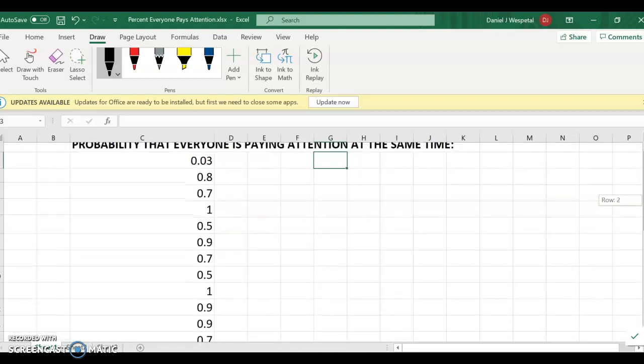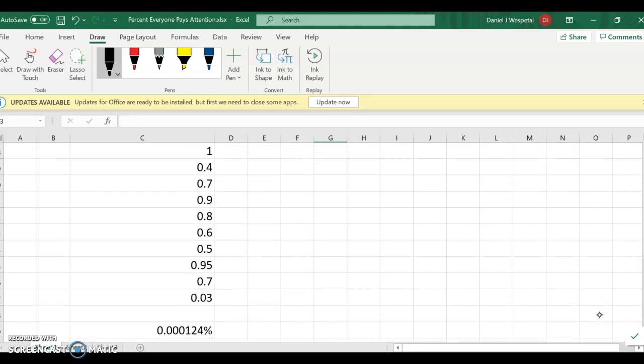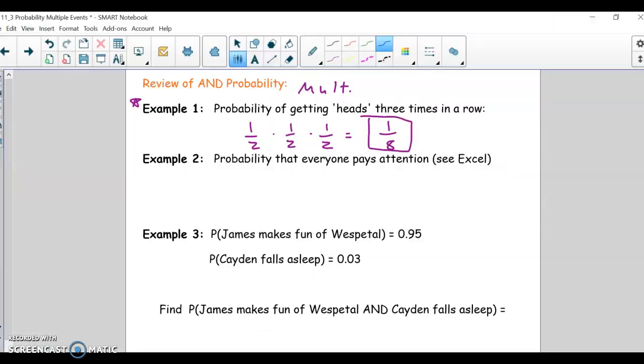This is a big and. So I multiplied them all together in my spreadsheet, and I figured out that was the chance that everyone is paying attention in class at the same time. It's a sad, sad percentage, but it has to do with some people having kind of low percentages. When you multiply them all together, you get a super low chance, which represents the idea that the more things you add on, the lower the chance. So this is almost 0%, according to my calculation.